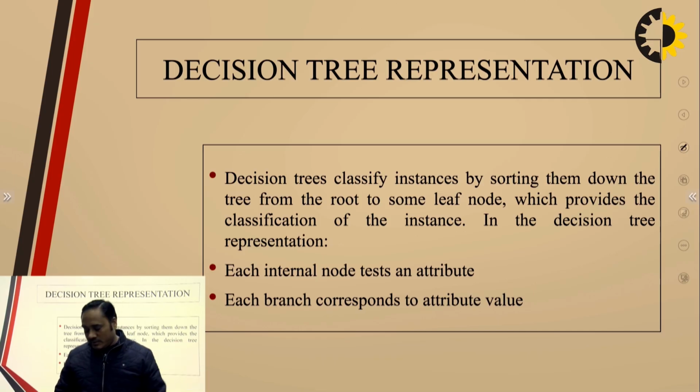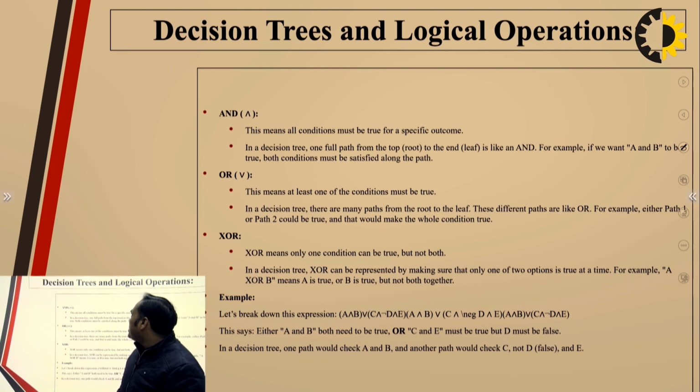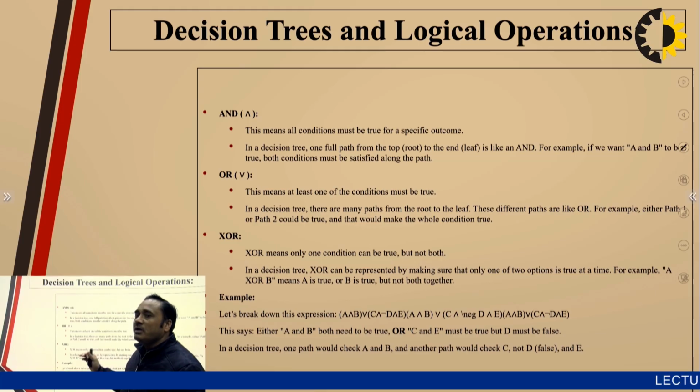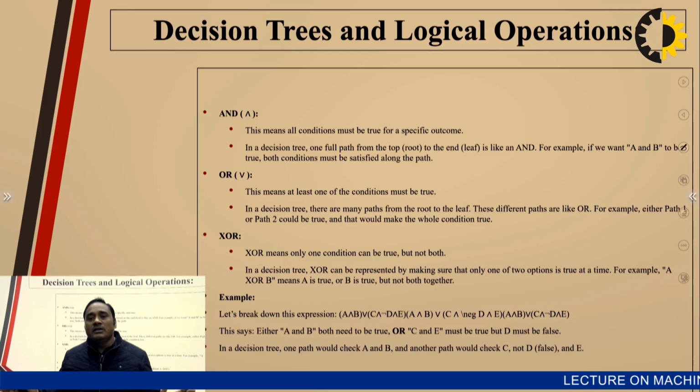Now, what about the decision tree and logical operators? What logical operators are we using in the decision tree? AND operator, OR operator, XOR operator. These three operators are very popular in Boolean logic, and generally we use them in the decision tree. The AND operator means all conditions must be true for a specific outcome. So if all conditions are true, then your result is true. Otherwise, if any of the results is false, then you do not get the output as true.